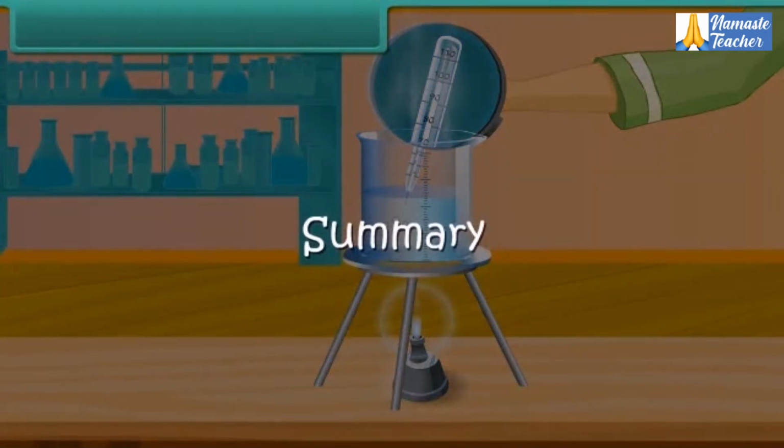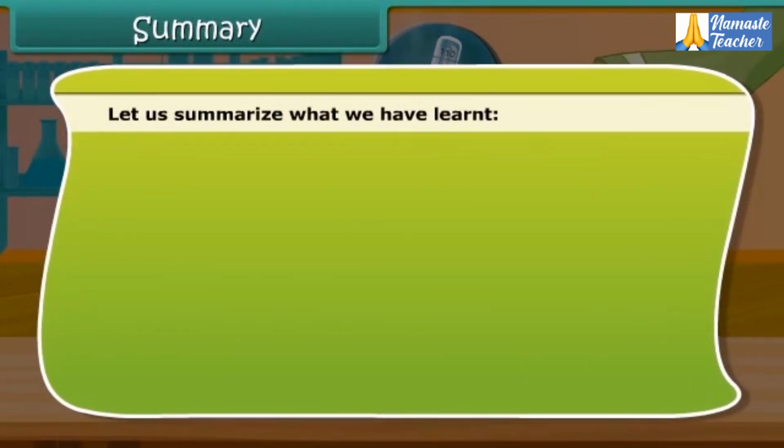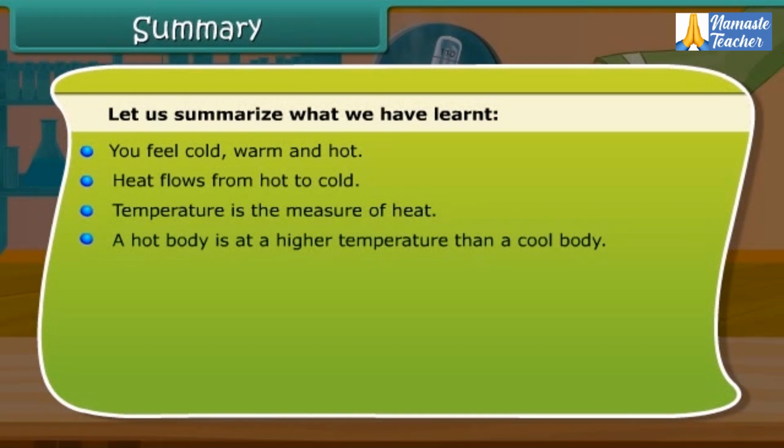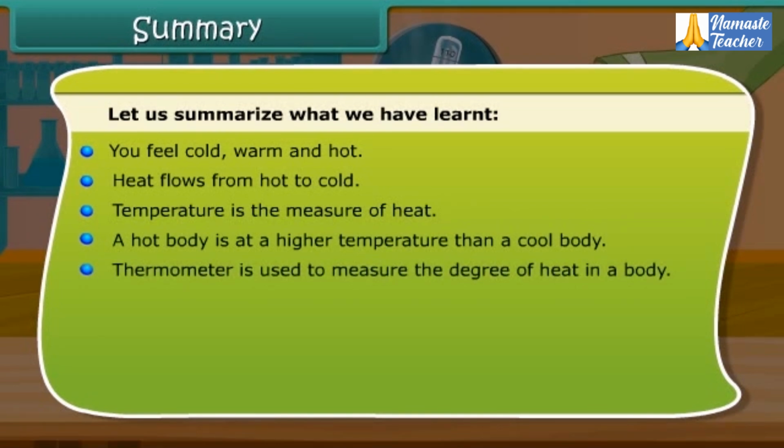Summary. Let us summarize what we have learned. You feel cold, warm and hot. Heat flows from hot to cold. Temperature is the measure of heat. A hot body is at a higher temperature than a cool body. Thermometer is used to measure the degree of heat in a body.